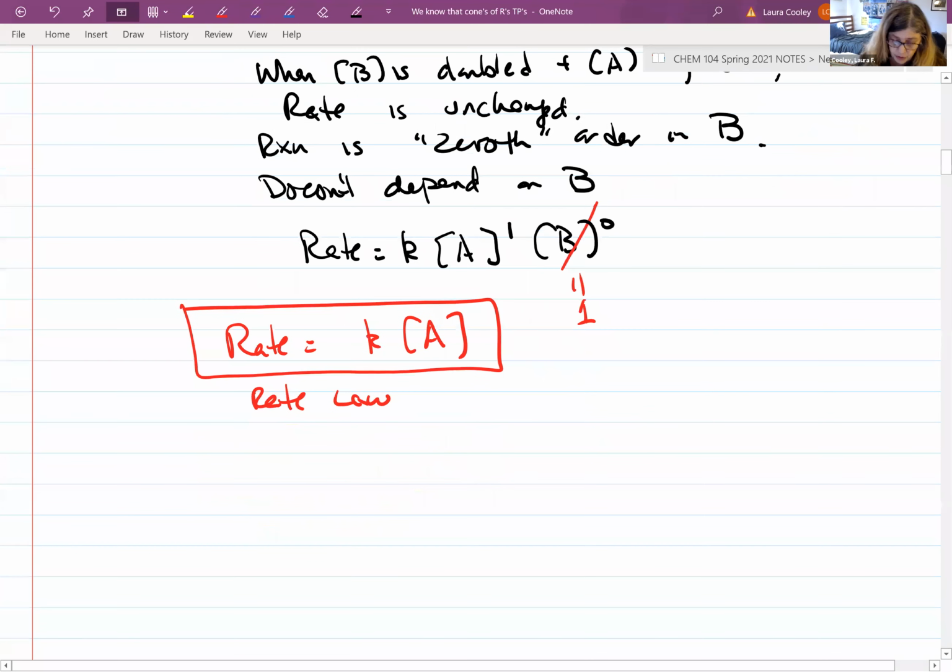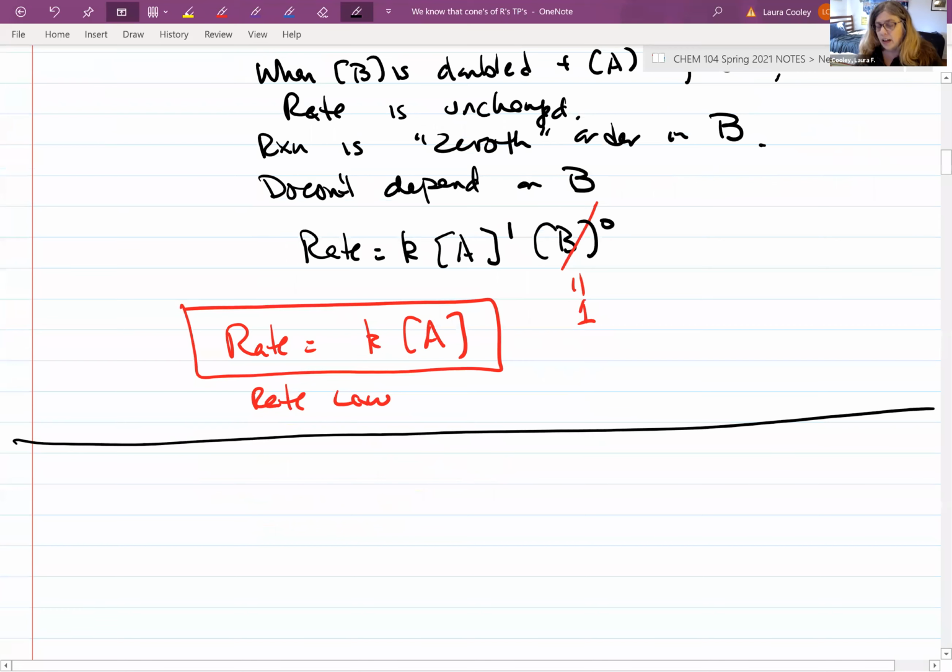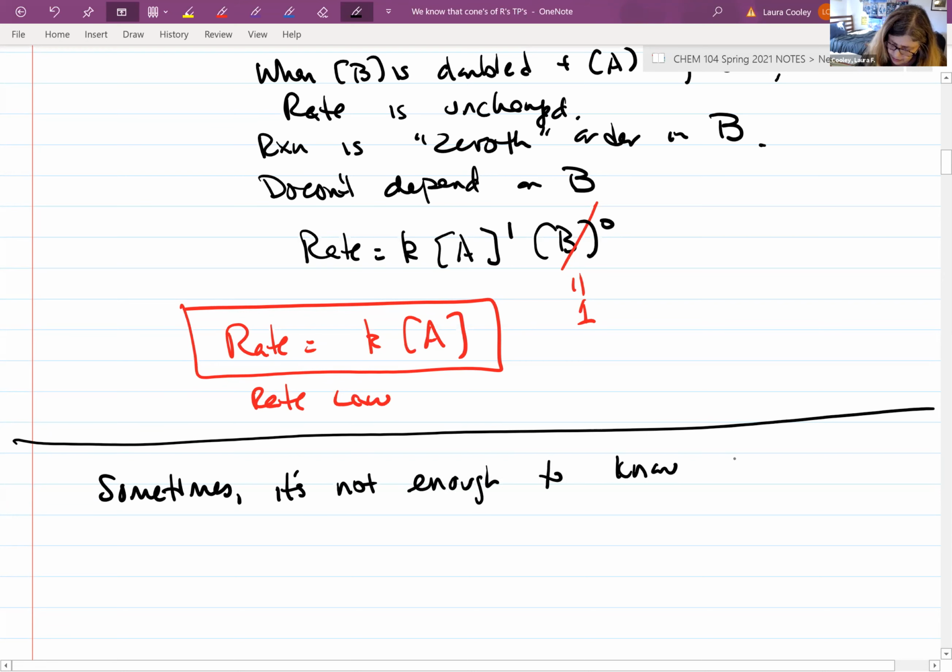Okay, well, that's not the focus of today. It's just a little bit of review to make sure you're ready for lab. And what I wanted to talk about today is that sometimes it's really not enough to know the rate law. There are situations when we might actually like to know what is the concentration at a certain time after the reaction has started. Okay, so sometimes it's not enough to know the rate law.